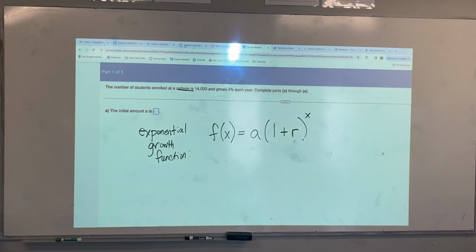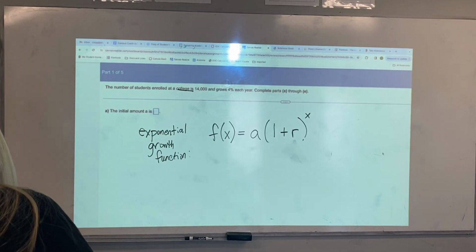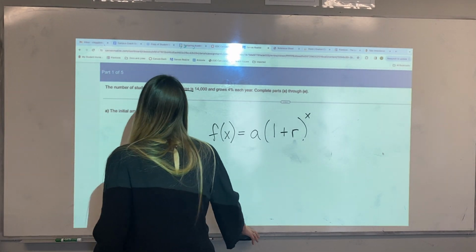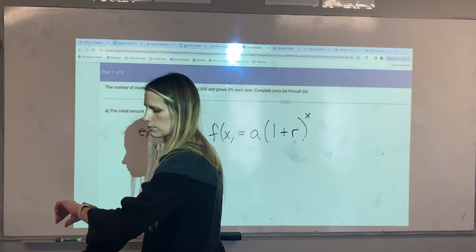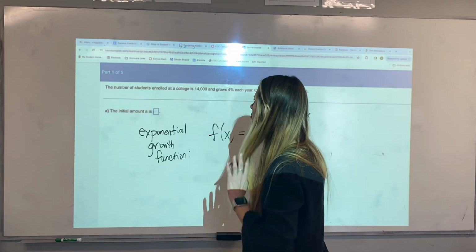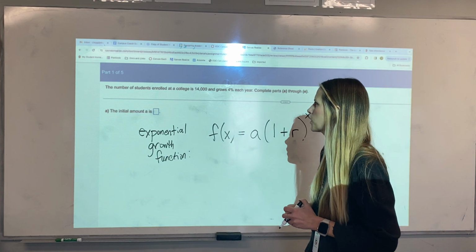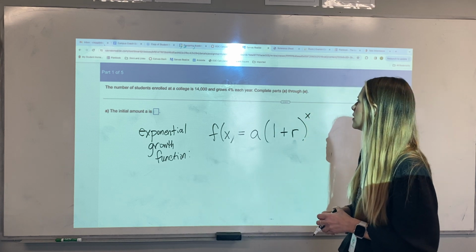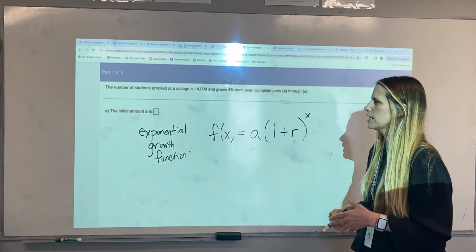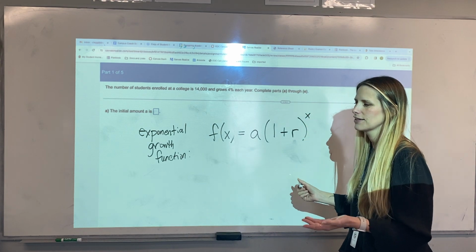Okay, continuing with, what number is this? Number 4. No, it's number 4. Okay, good. All right, so the number of students enrolled at a college is 14,000 and grows 4% each year. Complete parts A through E. The initial amount is? 14,000.